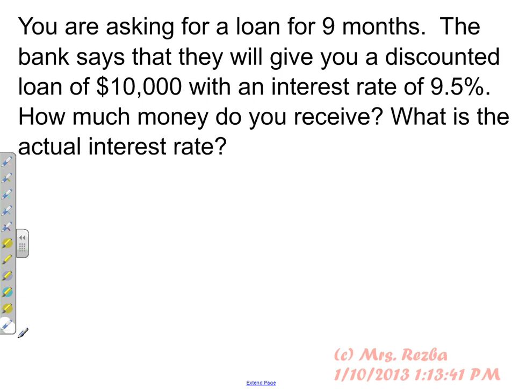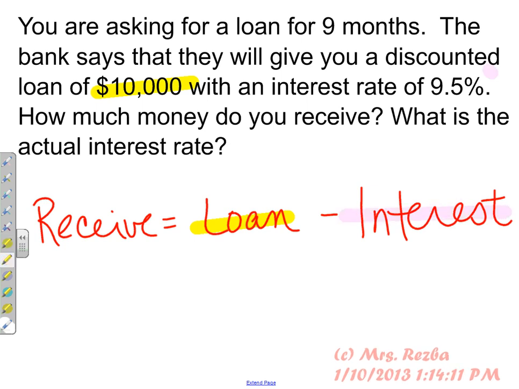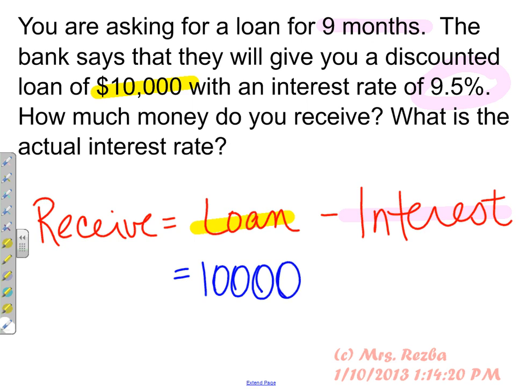The bank says they will give you a discounted loan of $10,000 with an interest rate of 9.5%. So the questions are, how much money do you receive and what is the actual interest rate? Well, remember, what you receive on a discounted note is equal to the loan amount minus the interest. We already know the loan amount. That's $10,000. The interest we can figure out because we know 9.5% for 9 months.